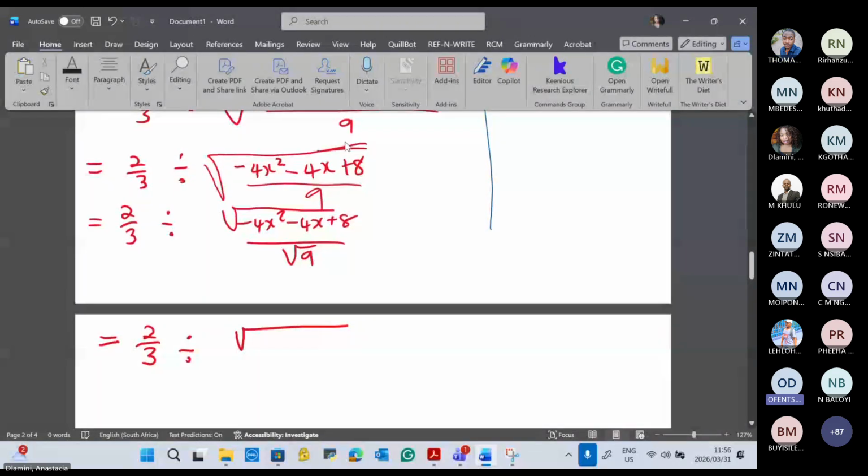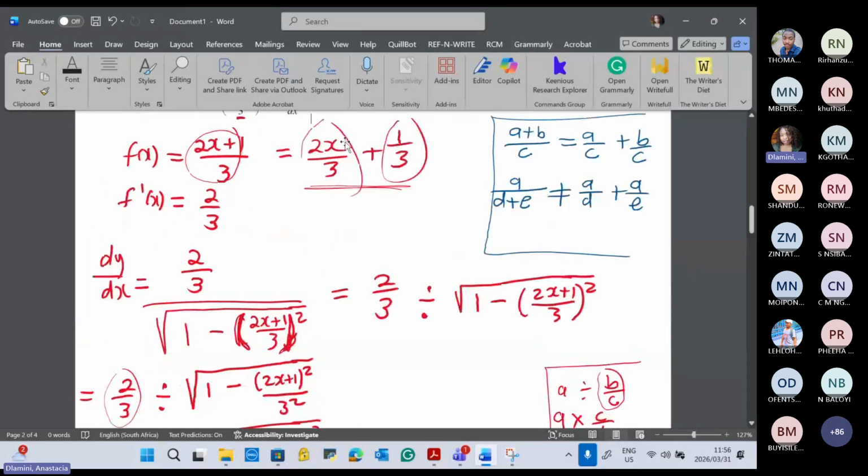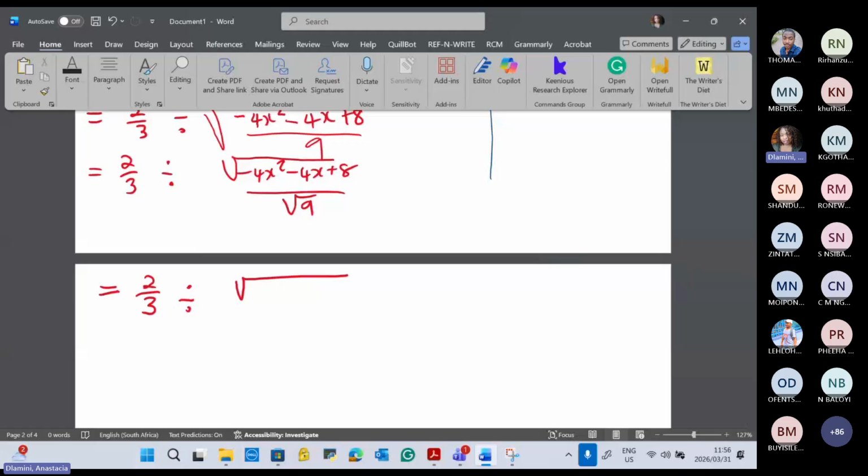You just square root the 9 below, it becomes 3. And then you're going to change that division sign and make it a multiplication, so you'll times by 3. And the 3's will cancel. So this is equal to 8 minus 4x squared minus 4 over 3.